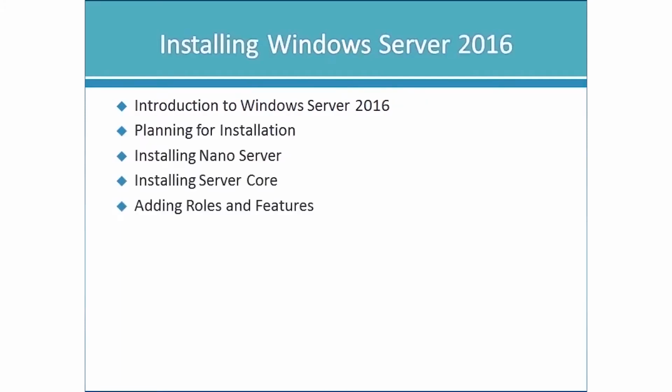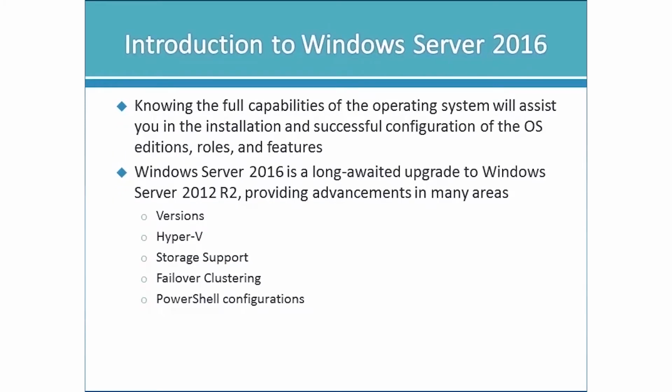So let's start in this first section with installing Windows Server 2016, and you can see we'll go through an introduction to Windows, planning for installation. We'll go through the procedure for installing Nano Server and Server Core. If you're not familiar with Nano Server, don't worry, we're going to go into that as well. And then finally, adding roles and features. So we begin with the introduction.